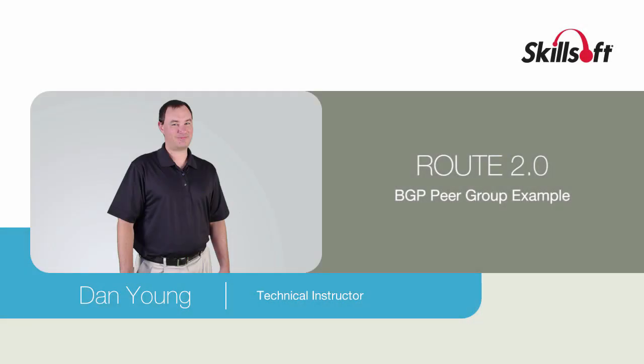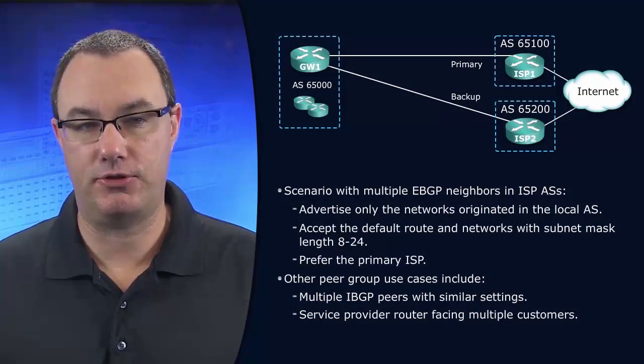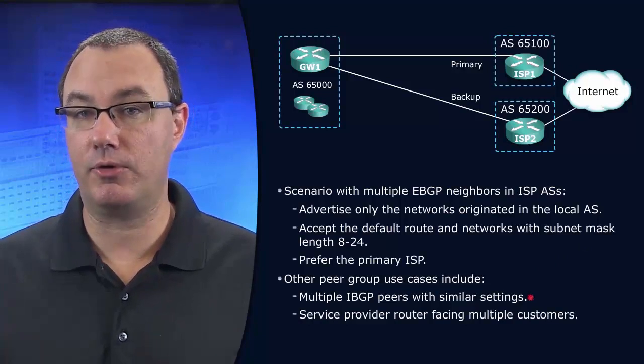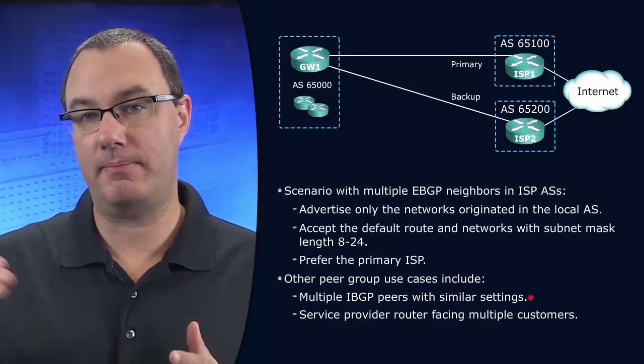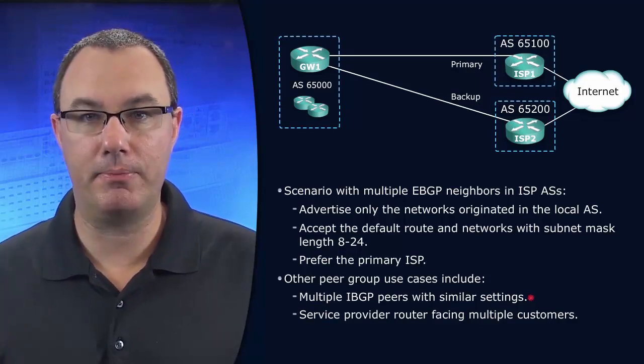You can do a lot with peer groups. Think of possible applications, such as a lot of iBGP neighbors inside of your autonomous system needing the same exact configuration over and over and over again. Peer group is good for that.